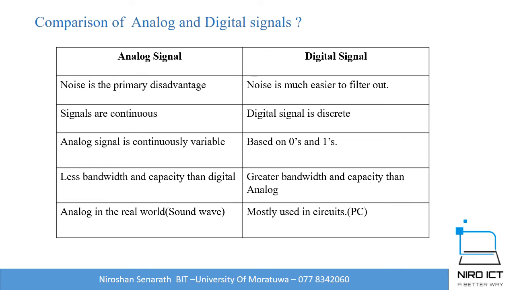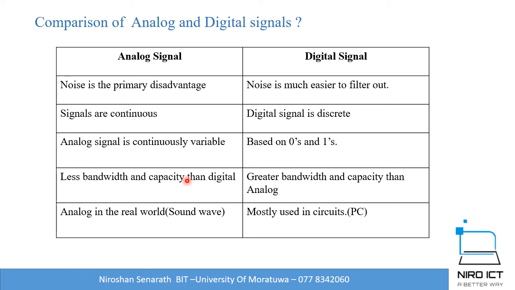Analog signals are continuous. You know the shape of the analog signal, it's continuous. But a digital signal is discrete. We said discrete signals use ones and zeros. An analog signal is continuously variable, but digital signals are based on zeros and ones, we know it.